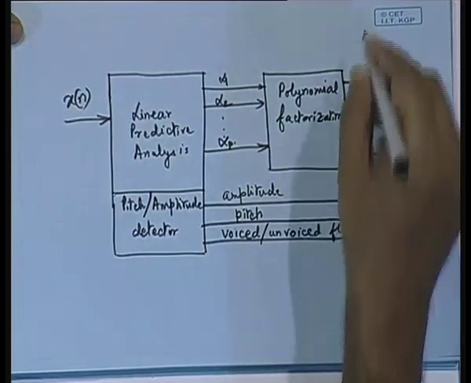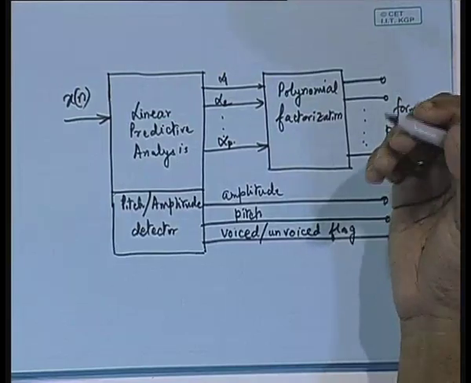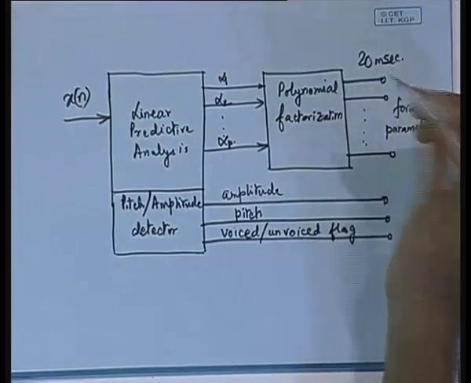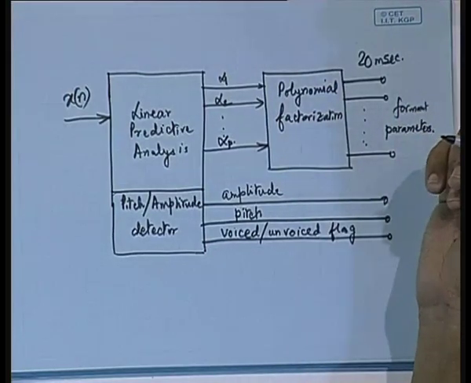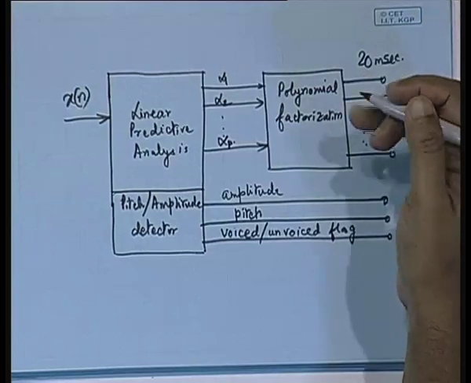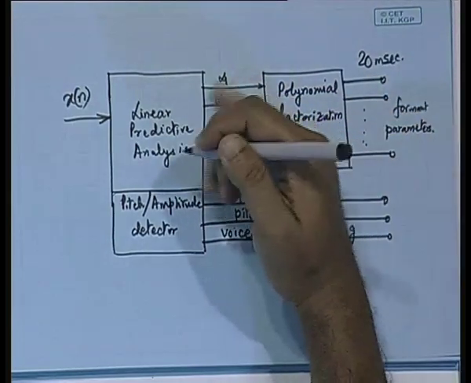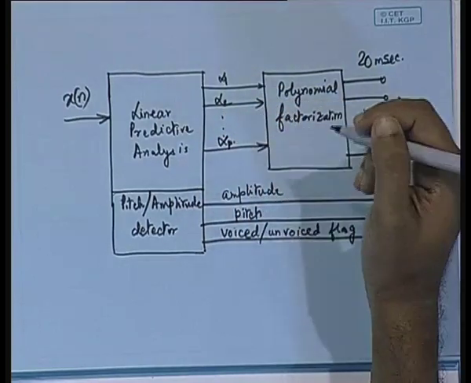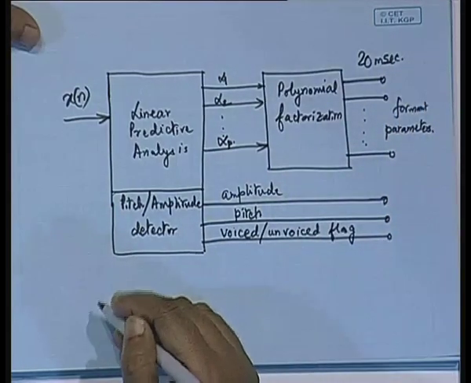So even the formant parameters also will be sampled at the lower rate. All these could be sampled at a rate of 20 milliseconds. In fact, the formant parameters will be somewhat fewer as compared to these alpha 1 to alpha p's. So there also we will be saving some information.